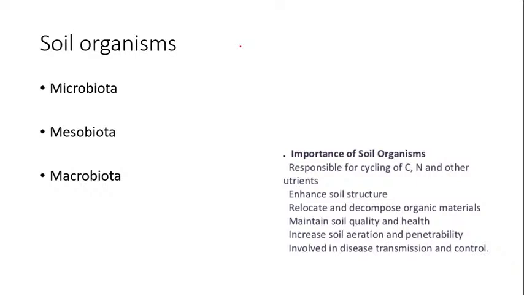Soil organisms are microbiota. Soil organism means each soil has different types of organisms in it. There is soil flora and soil fauna. Plants are soil flora, and fauna means animals. The animals are classified into 3 types: microbiota, mesobiota, and macrobiota, according to size.